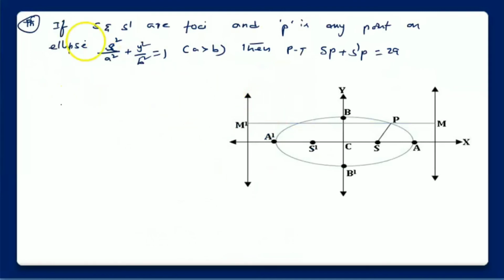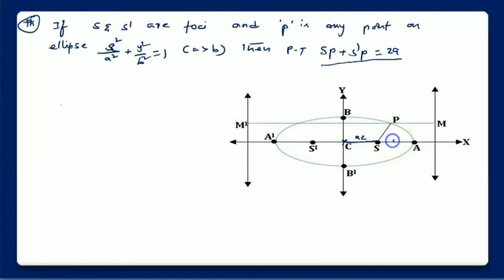If S and S dash are foci and P is any point on the ellipse x square by a square plus y square by b square equal to 1, a greater than b, then we have to prove that SP plus S dash P is equal to 2a. So look at the diagram here. This is the center of the ellipse. This is S. S is at a distance of ae units. CS is ae.